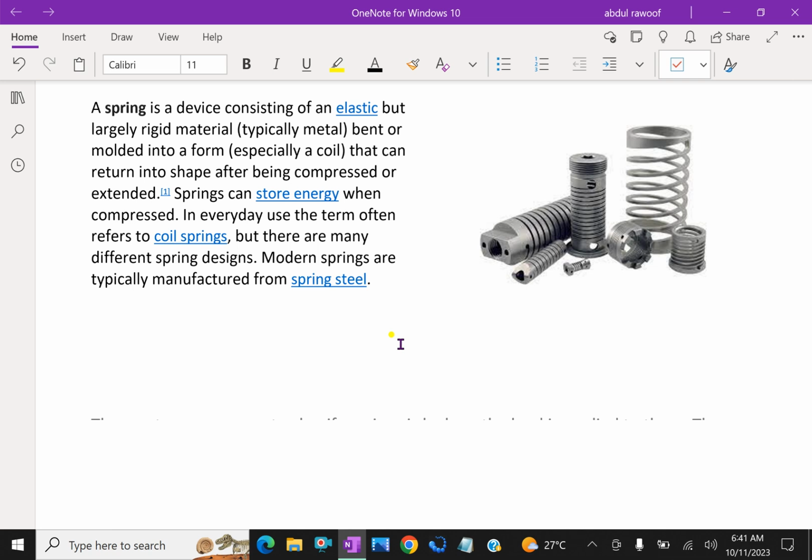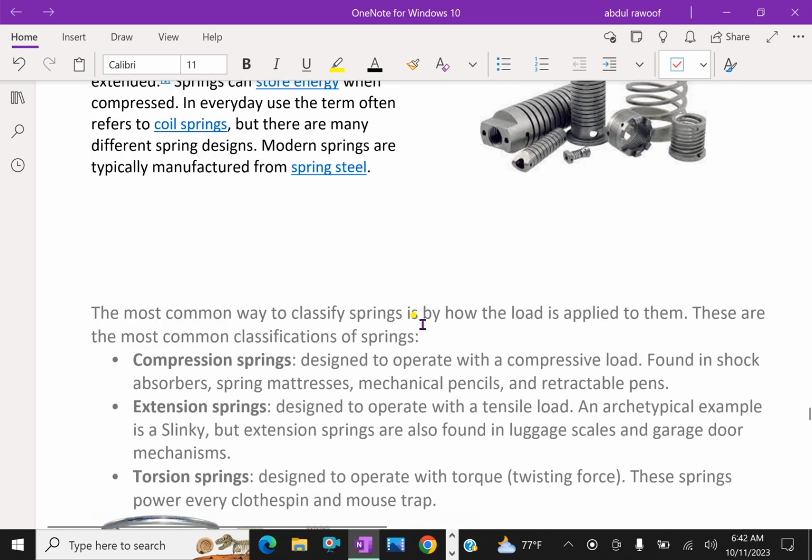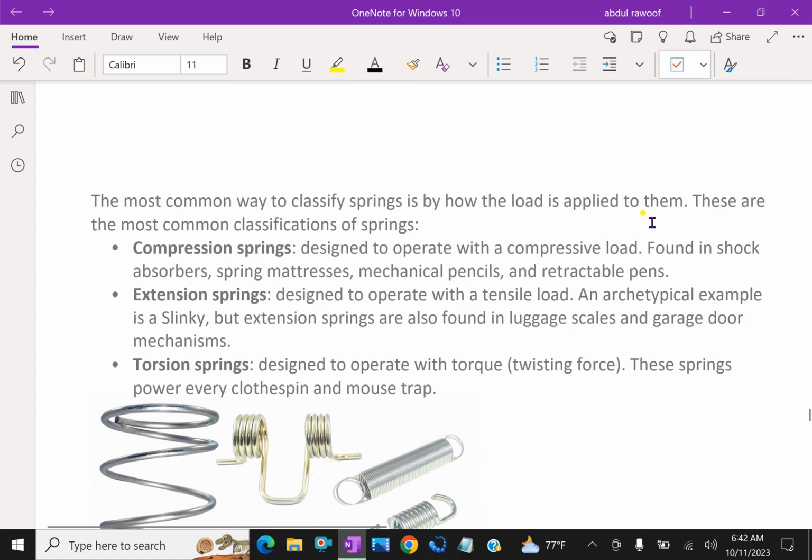The two important types of springs are helical springs and laminated or leaf springs. Now we'll discuss further about types of springs. The most common way to classify springs is by how the load is applied to them. These are the most common classifications of springs. Compression springs are designed to operate with the compressive loads found in shock absorbers, spring mattresses, mechanical pencils, and retractable pens.